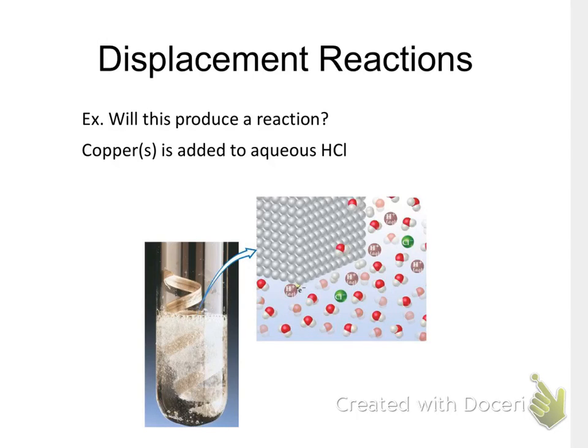So if we're looking at displacement reactions, we're looking at can a piece of metal replace a positive ion that's part of a solution. So, if we wanted to know whether or not this will produce a reaction, added copper metal to HCl, we need to think about the copper and whether or not it is more reactive or more active than the hydrogen, because it would replace the hydrogen, it wouldn't replace the chlorine, right?